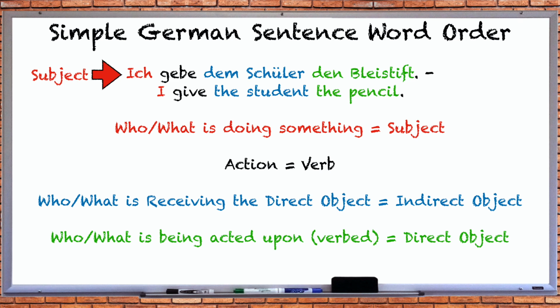This sentence starts with the subject, the one doing something, which is ich, or I in English, and is indicated by the nominative case. The verb is in second position, as it always is in simple sentences like this one. The indirect object is third, dem Schüler, the student, and is indicated by the dative case. The direct object, den Bleistift, the pencil, is the last thing, which is the thing being acted upon by the subject, and is indicated by the accusative case.